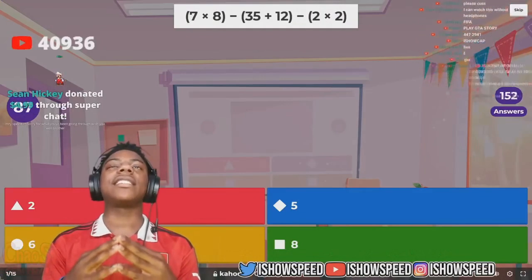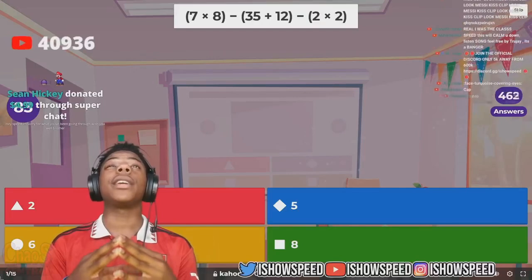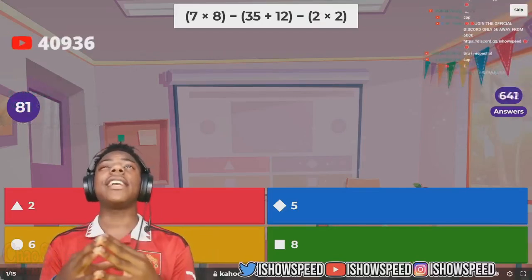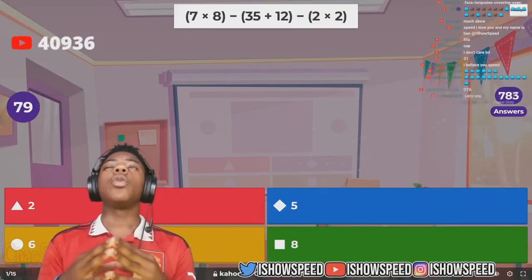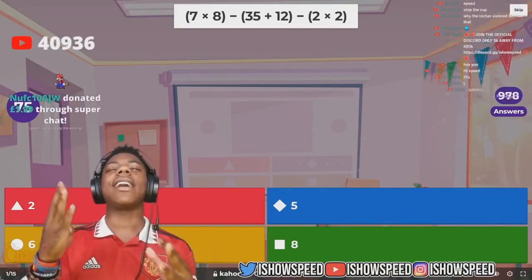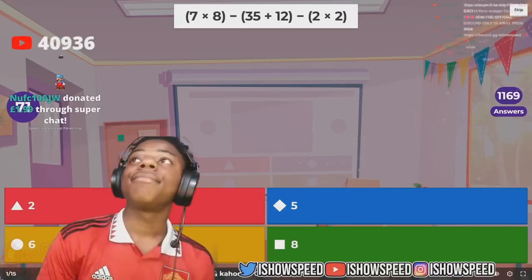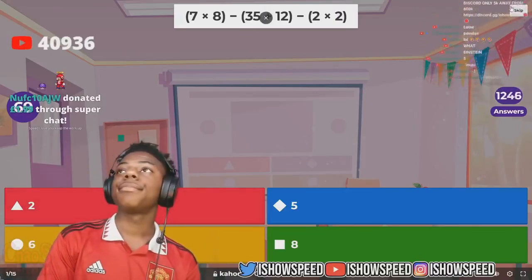7 times 8 is 56. 35 minus 12 is 23. 35 minus 23 is 13. 2 times 2 is 4. 13 minus 4 is 12, 11, 10, 9. Then you put the decimal to 45. Then that's the 8. 8 is the answer.